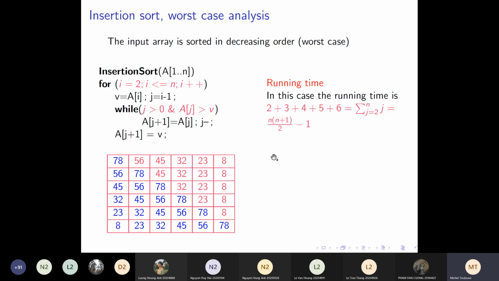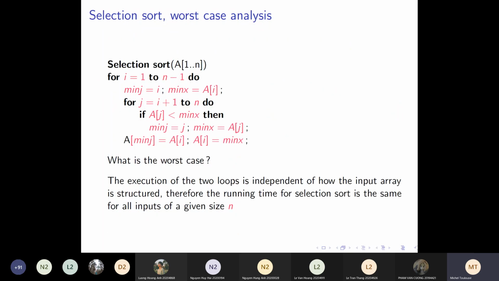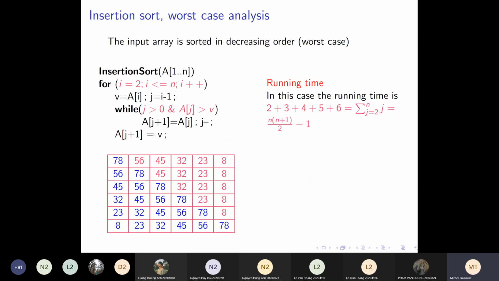So this is the example where the array is sorted in decreasing order. So you get this summation, and the closed form of this summation is n times (n plus 1) divided by 2 minus 1. When we analyze these kinds of algorithms, we usually analyze them for the worst case. When we report the running time of an algorithm, we usually report it for the worst case, not for the best case.